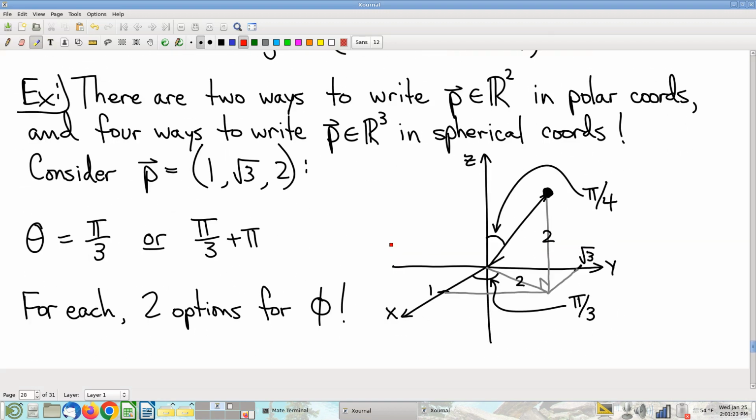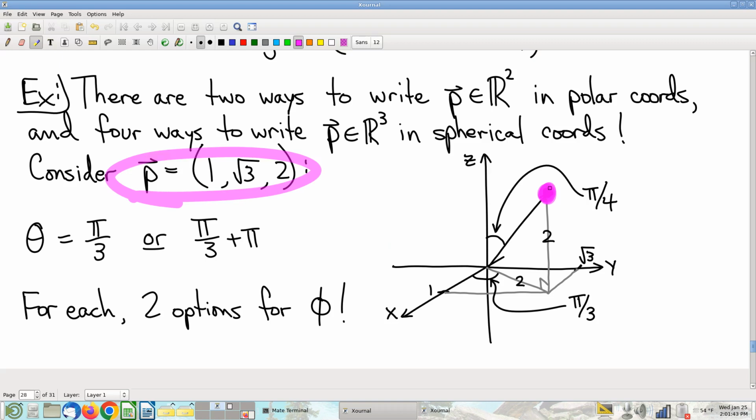Here's a tricky example. This is a good mathematical weightlifting. I like to call it a little bit of geometric thinking gymnastics. So suppose we are considering this point right here. I've drawn a picture of it, and how would I write spherical coordinates for that point?